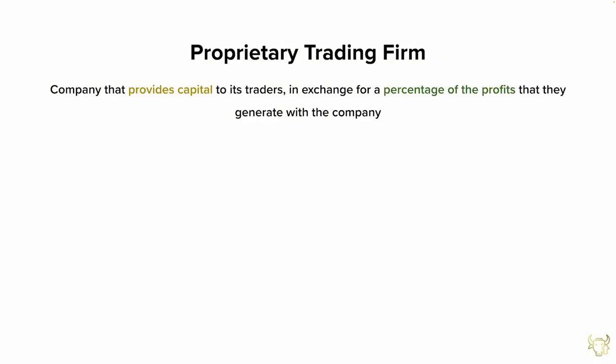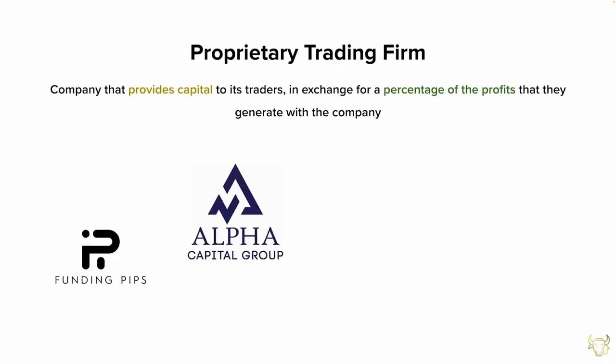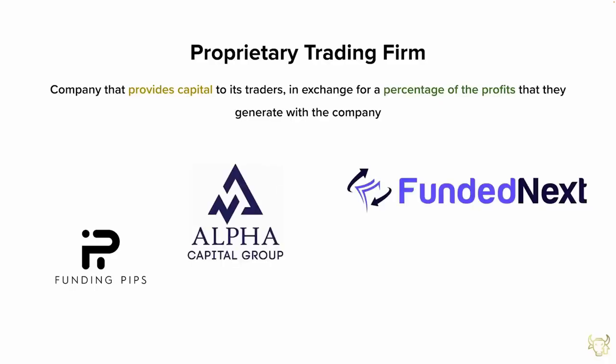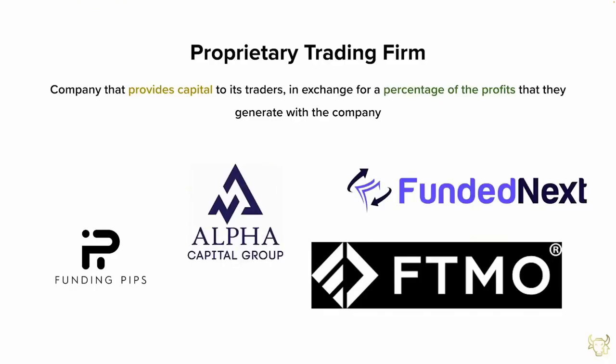Example, if a prop firm gives you $100,000 to trade with and they ask for a 60-40 split, that means they could potentially take 40% of the profits that you have made and then you get to keep the remaining 60%. That's what it means. So examples of prop firms are Funding Pips, Alpha Capital Group, FundedNext, and FTMO. And once again, there's a lot of prop firms out there. There are potentially like 50 more prop firms out there to trade with, right?